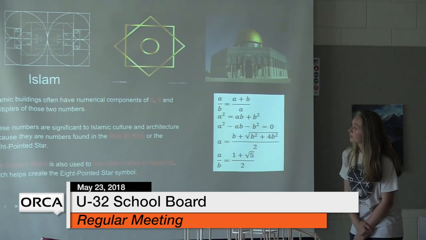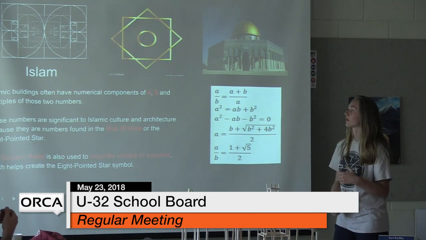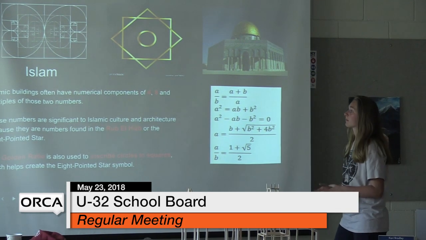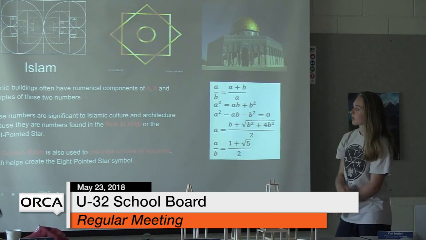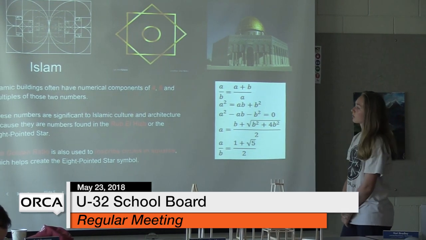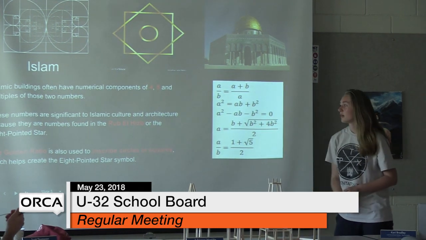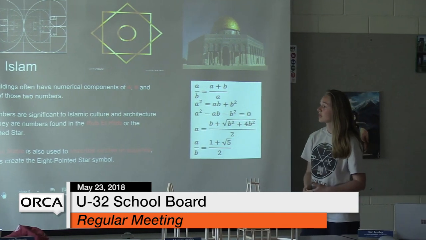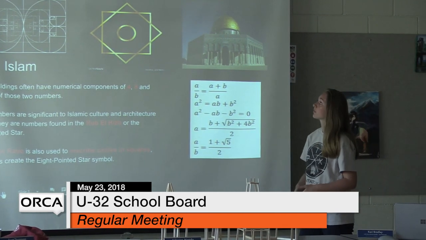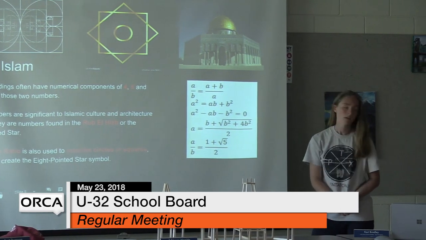For Islam, Islamic buildings often have numerical components of 4 and 8, or multiples of those numbers. These numbers are significant to Islamic culture and architecture because they're found in the Rub al-Hizb, the 8-pointed star, which is that symbol up there. The golden ratio is also used to inscribe circles and squares, which helps make the 8-pointed star symbol with the circle in the middle proportionate.